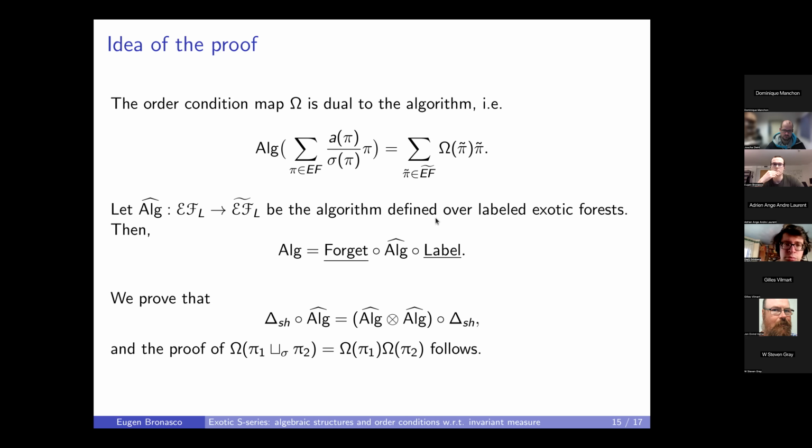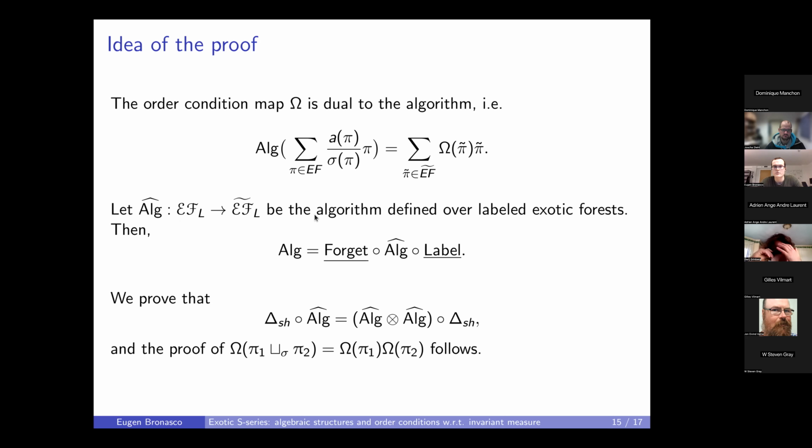And the idea of the proof is the following. The order condition map omega is due to the algorithm. So what happens? We take a certain series, we truncate it up to some order, and apply the algorithm on the sum of exotic forests that we have. As a result, the algorithm outputs a certain sum over exotic forests of a nice shape. Here we have EF tilde. And the coefficients of this exotic forest are given by the map omega tilde. And then we would like to use the LTCs, the labeled transformation chains, to analyze what the algorithm actually does. And so we consider the same algorithm, but now it acts over labeled exotic forests.